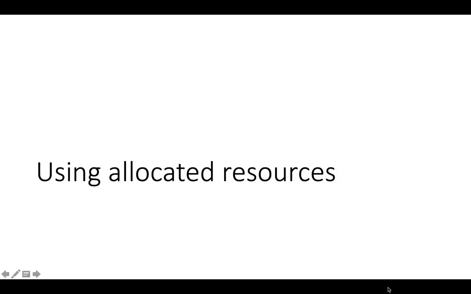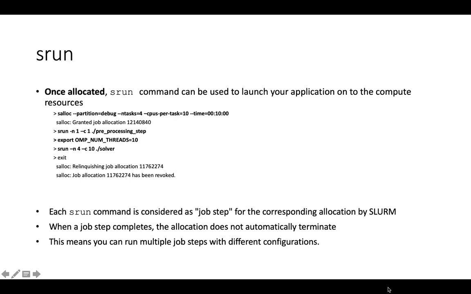SLURM allocates the requested resources to a job. The use of these resources can be configured to best suit the multiple steps of workflow. Let us look at an example of an interactive job asking for 40 CPUs in total from debug partition for 10 minutes. This is to run a hybrid MPI and OpenMP application. Once allocated, the SLURM command srun can be used to configure the available resource to launch the job.